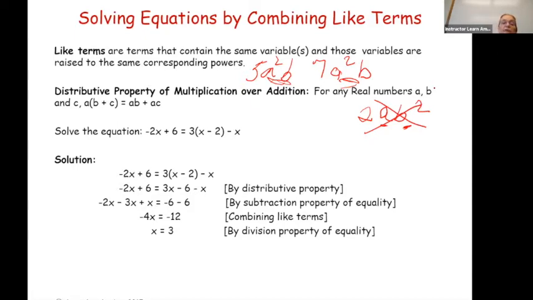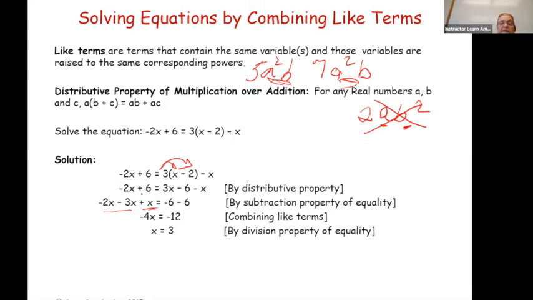Okay. Now, to solve this equation, before we do anything else, we have to distribute the 3. So notice the 3 is distributed over the x minus 2 to give us 3x minus 6. Once we've distributed those, remember, with the order of operations, we're doing the multiplications before we do additions and subtractions. Now we can combine like terms. We can use the subtraction property of equality to subtract the 3x from both sides and add the x to both sides. And so this gives us minus 2x minus 3x plus x.